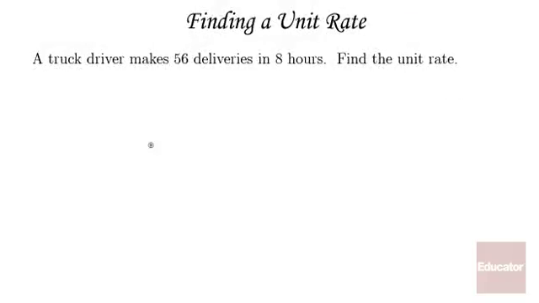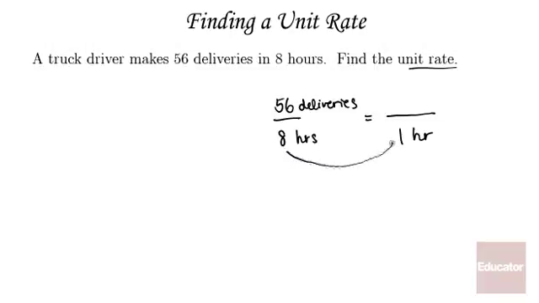Let's try finding a unit rate. A truck driver makes 56 deliveries in 8 hours. Find the unit rate. So if you have 56 deliveries in 8 hours, it's helpful to keep your units. We want to find the unit rate. And remember that unit rate means for 1. So we want to talk about 1 hour. To get from 8 to 1, you would divide by 8. So to keep our ratio equivalent, we're going to divide by 8 on top. 56 divided by 8 is 7. So every 1 hour, 7 deliveries are made.